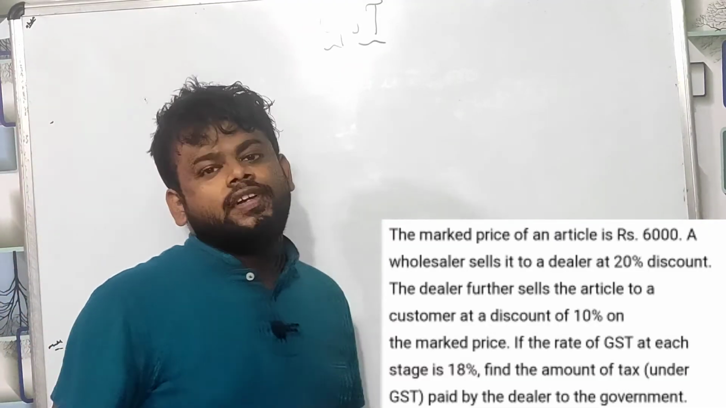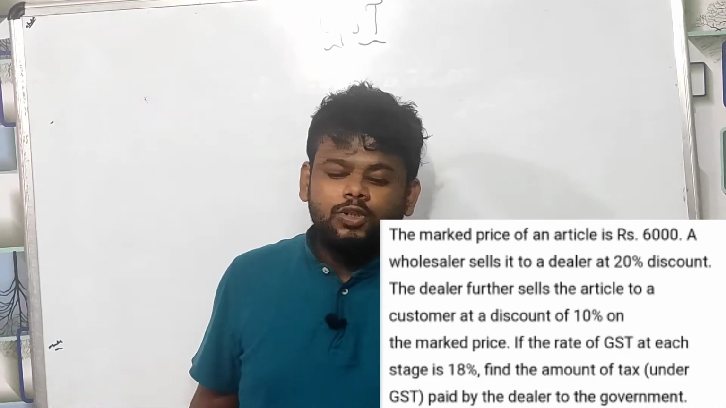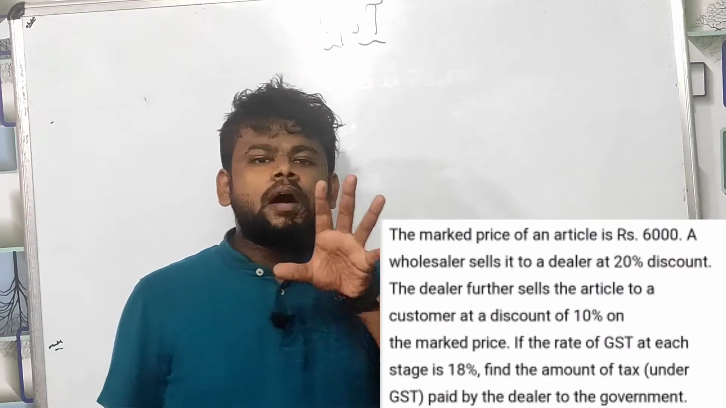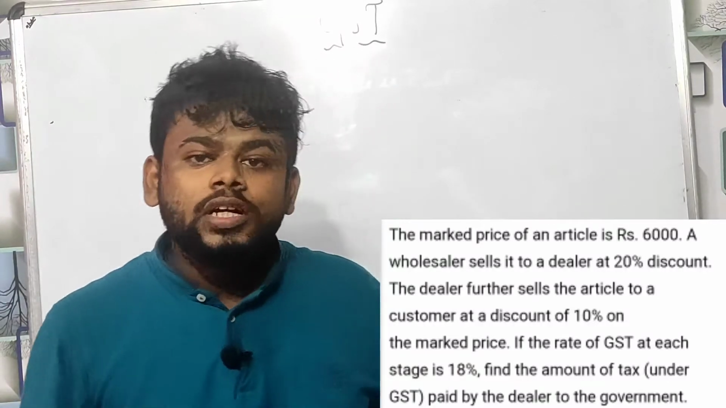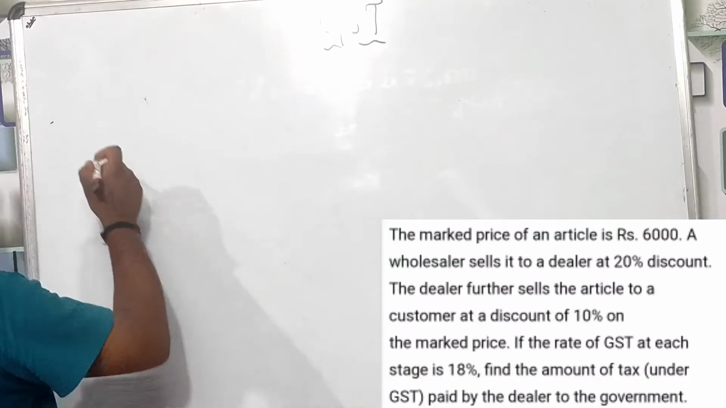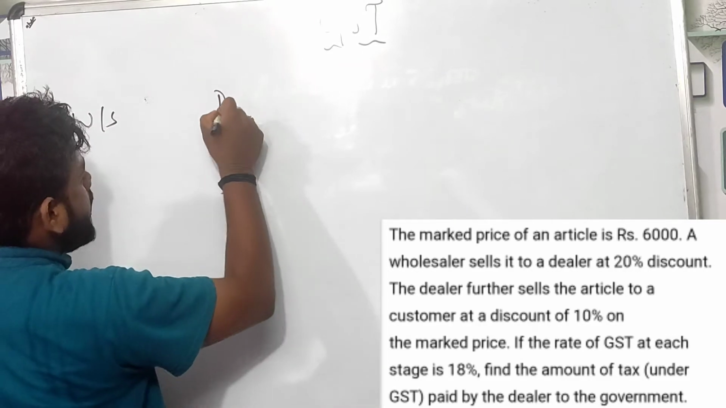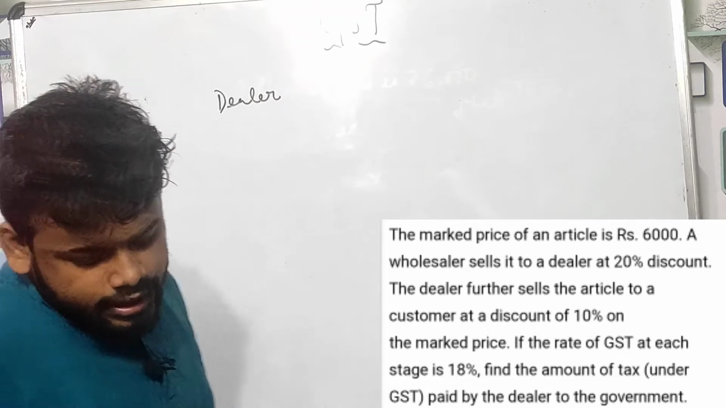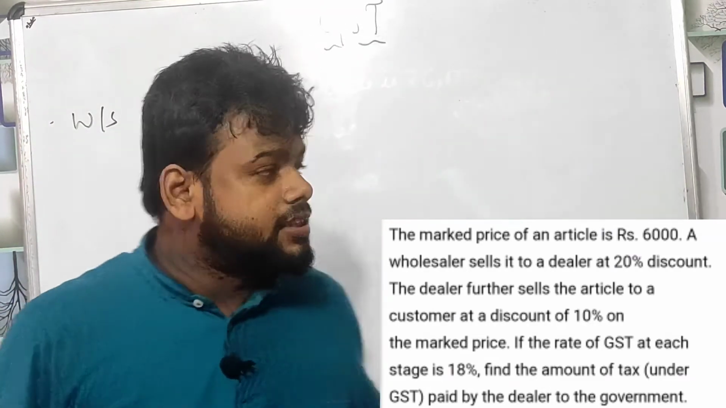The MP of an article is 6,000. The marked price of an article is 6,000. A wholesaler sells it to a dealer. That means the marked price of the article is 6,000. Wholesaler sells to whom? A dealer. Wholesaler sells to a dealer at a 20% discount.